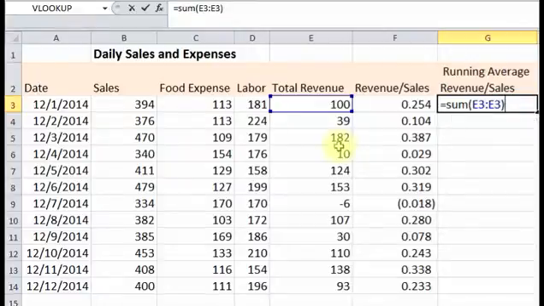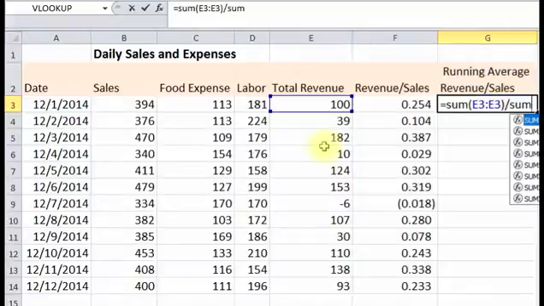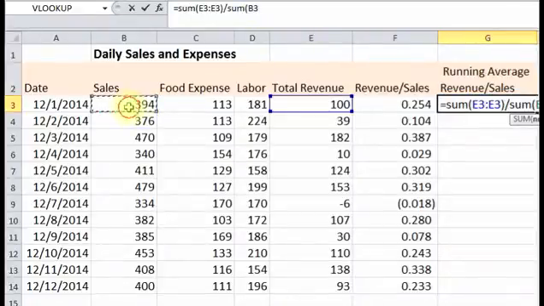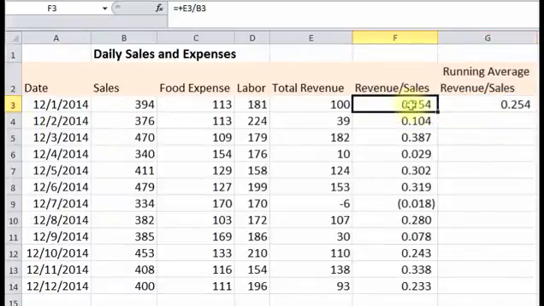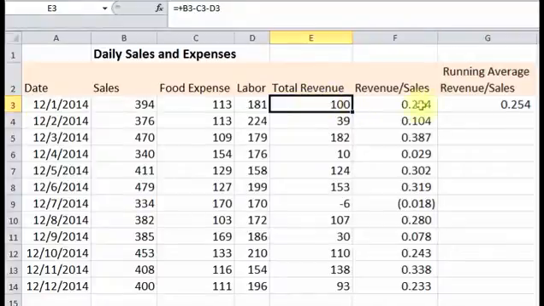So we get the sum of the total revenue divided by the sum of the total sales. So now we've got the sum of E, which is the revenue, divided by the sum of sales. We press enter, and we get 0.254, which makes sense because if there's only one day, that one day's worth is also equal to the total.